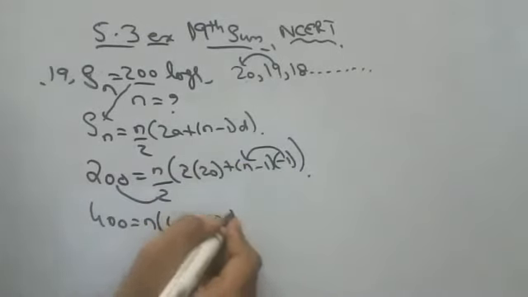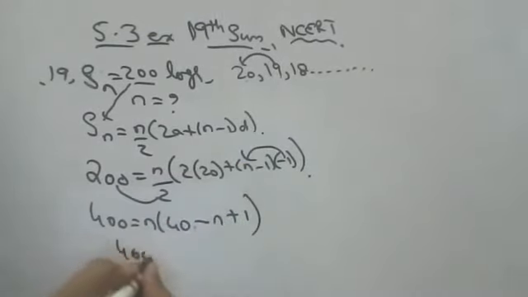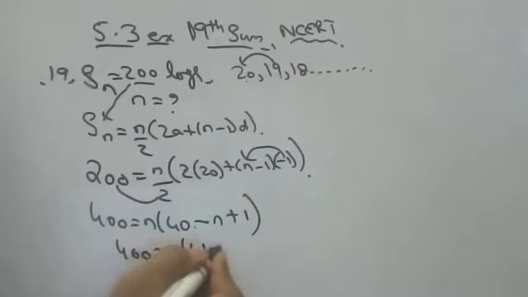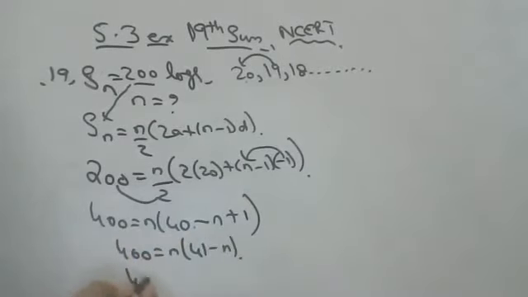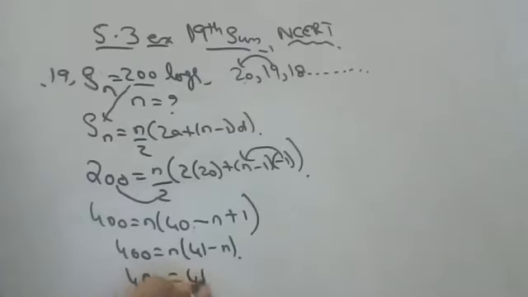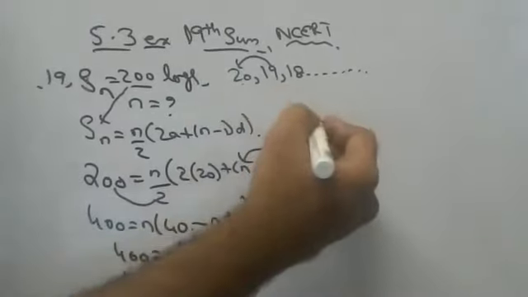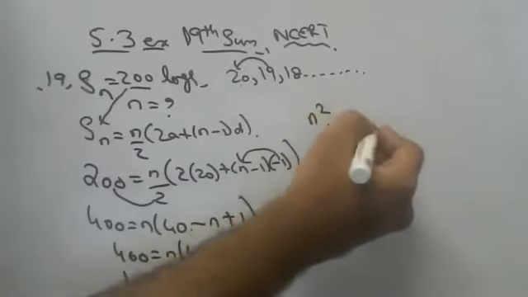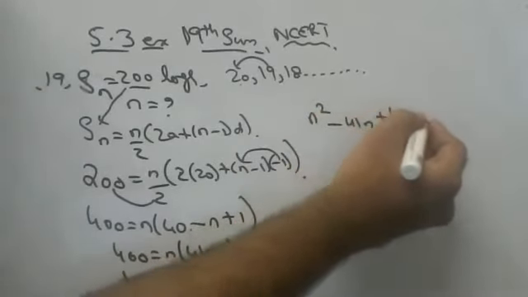Minus n plus 1. 400 is equal to n into 41 minus n. Okay, children, 400 is equal to 41n minus n square. I bring this all here. What will it become? n square minus 41n plus 400 is equal to 0.